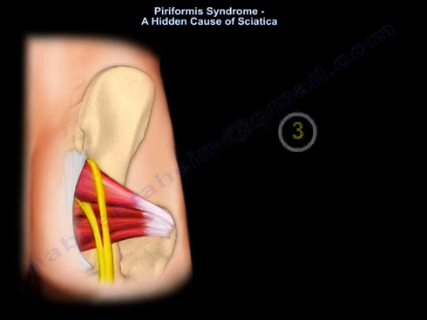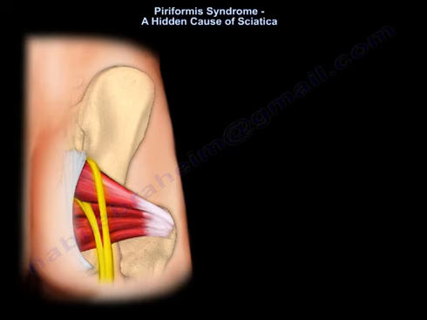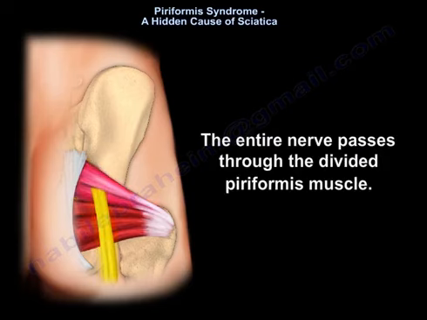The third anatomic variation, the peroneal division of the sciatic nerve passes over the muscle and the tibial division passes beneath the undivided piriformis muscle. And the fourth variation, the entire nerve passes through a divided piriformis muscle.